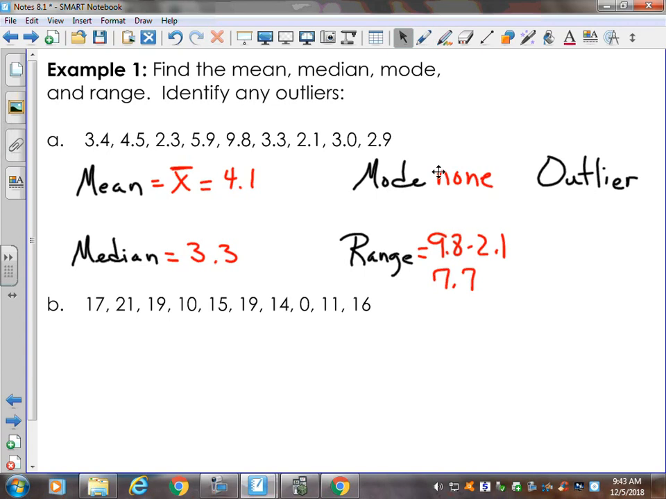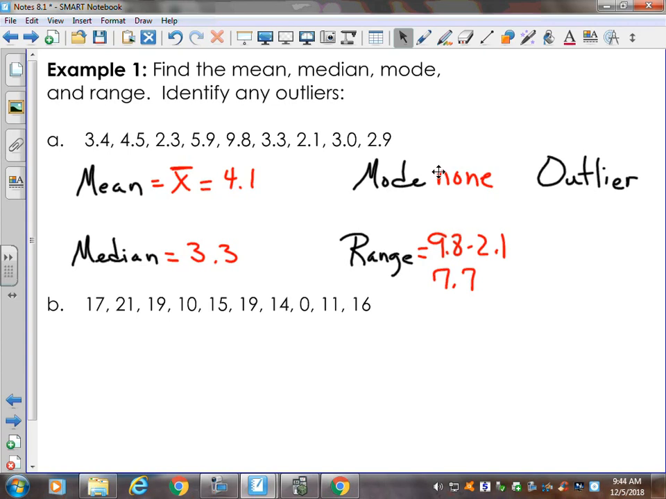And outliers, unless you see a number that really looks like it shouldn't be there, you know, you might say, well, they don't look that different. But if you're not sure, there is a way to check that as well. But do you think there's one there that's an outlier? Well, the average is 4.1, and there's a lot of them that are close to that, right? And then mode didn't have one, and the median's 3.3. What number is too far away from those two thoughts? Okay, so 9.8 might be one.